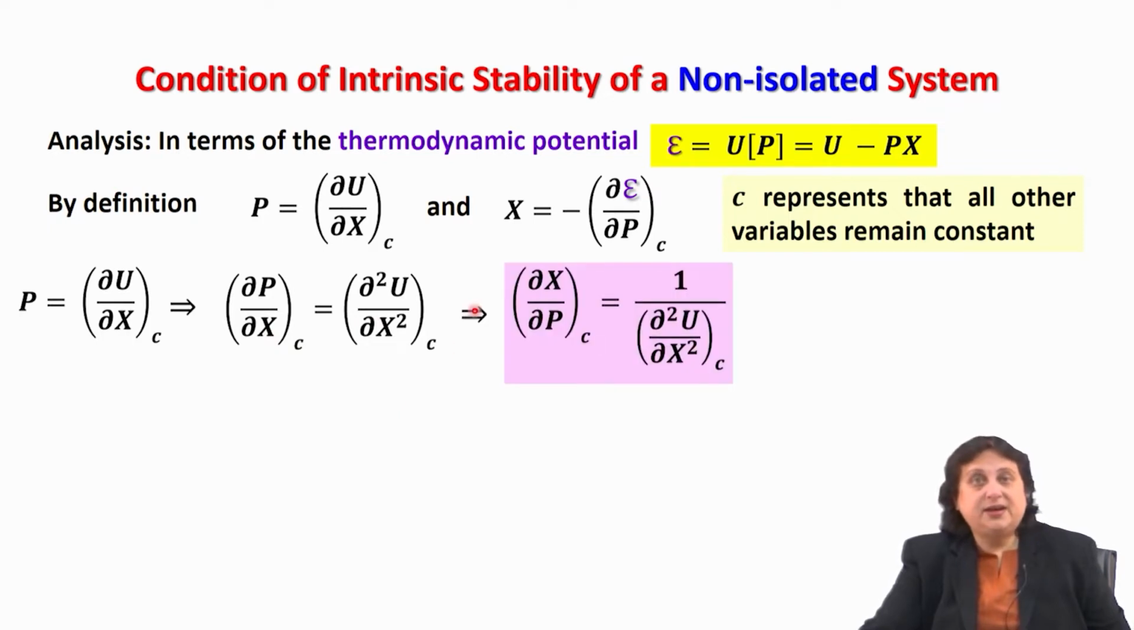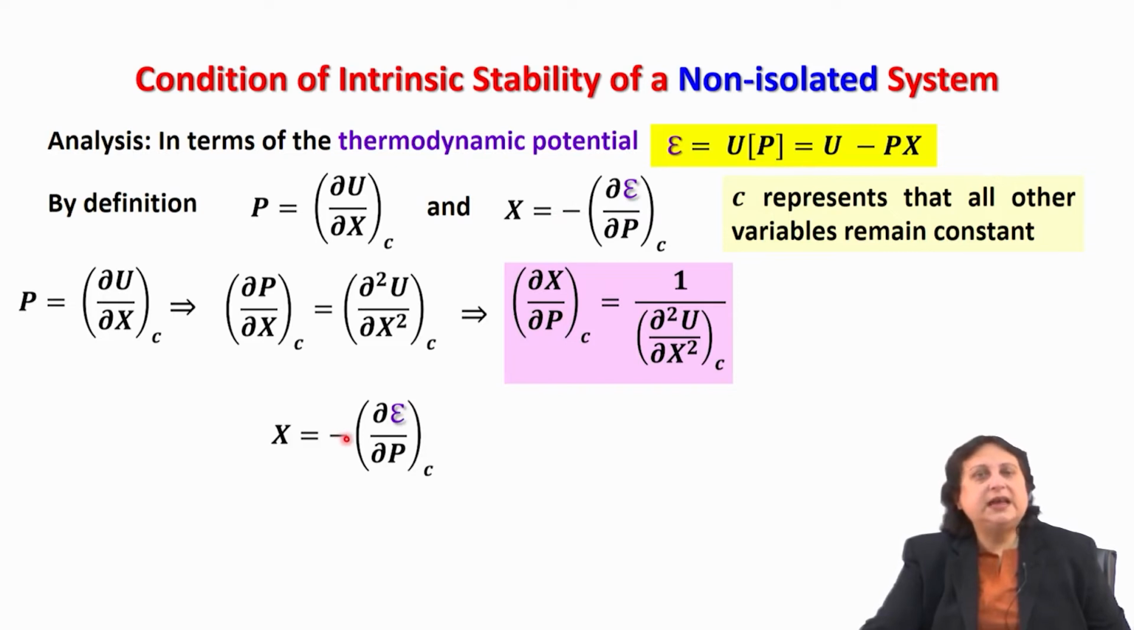Therefore, I can write down ∂x/∂P, which is the inverse of this derivative, that is equal to the inverse of this second derivative. So, by starting from the definition of P, I arrive at this result that ∂x/∂P is equal to 1 by ∂²U/∂x². But I can evaluate this partial derivative starting from this expression as well.